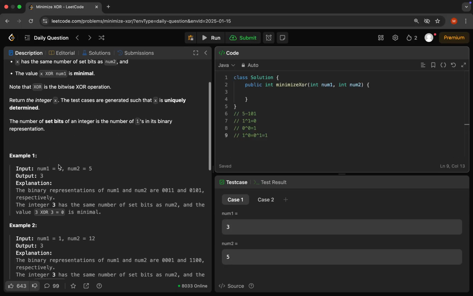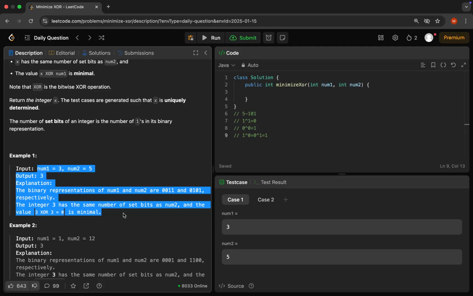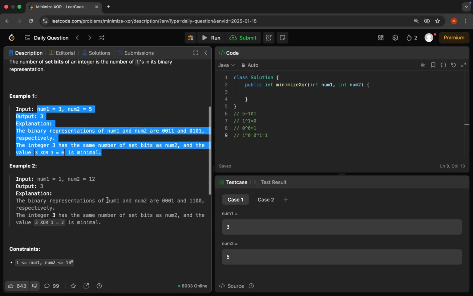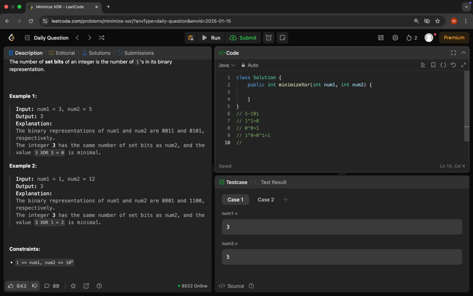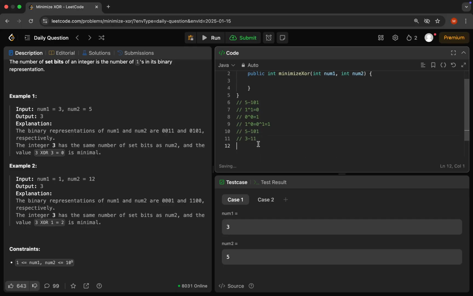So how can we approach? Let's discuss the example first. Here in this example, num1 equals 3 and num2 equals 5. So let me represent them in binary form. We will write 5 as 101 and we will write 3 as 11. So num2 is 5, which is 101.